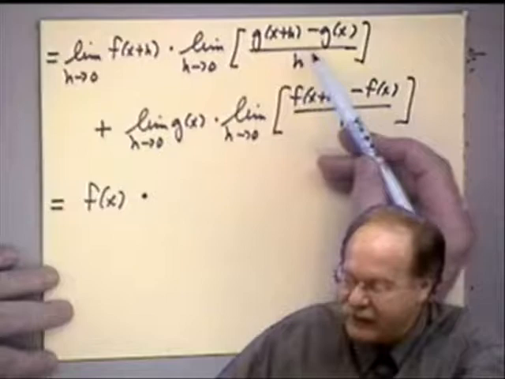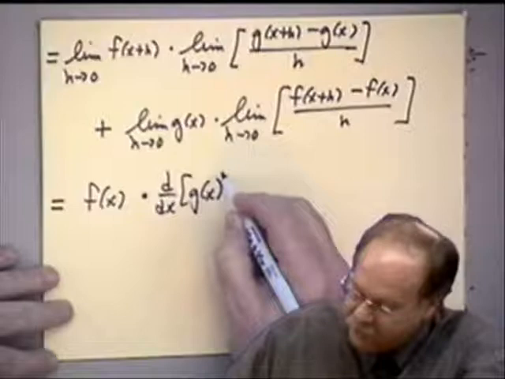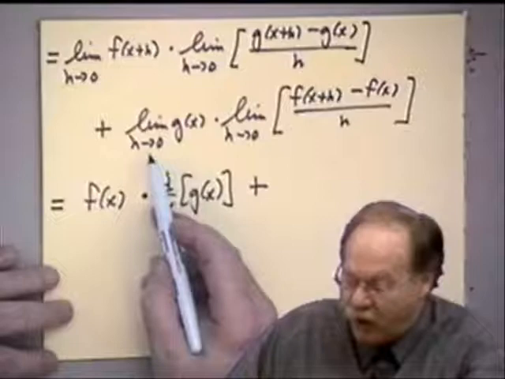This is exactly the definition of the derivative of g. G of x plus h minus g of x over h, and the limit as h goes to 0. So this is the derivative of g, plus, here we have the limit of g of x as h goes to 0. Well, there's no h here, so the limit doesn't affect this at all. So this just stays g of x.